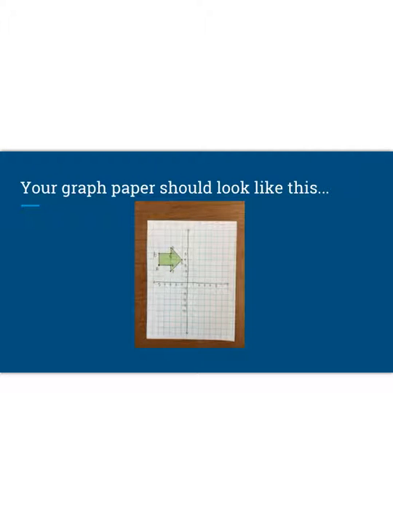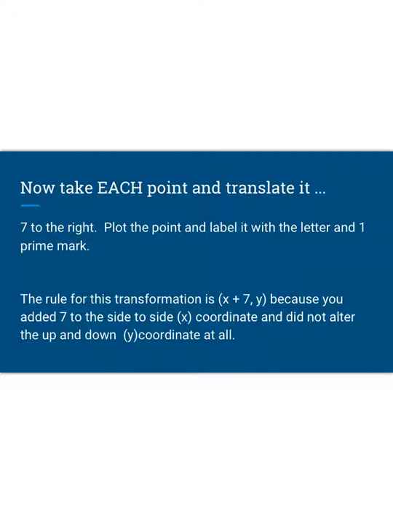So if you did yours correctly, your graph paper should look like this. Now I want you to take each one of those points and I want you to translate it 7 spots to the right, and then plot the point and label it with a prime mark.